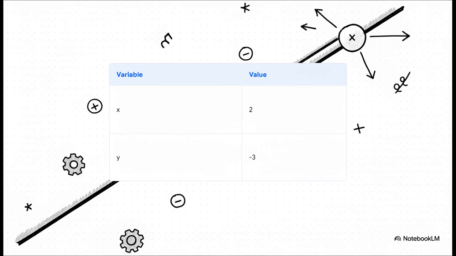We take that 2 and plug it back into the easier equation, y equals negative 2x plus 1. So y is negative 2 times 2, plus 1, which gets us to negative 3. So the solution, the exact point where these two lines would cross, is (2, negative 3).